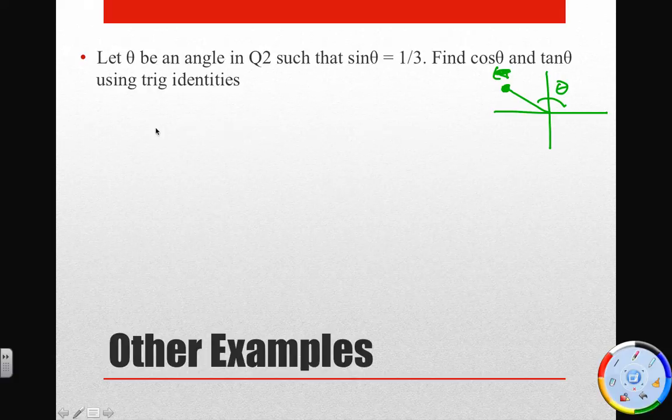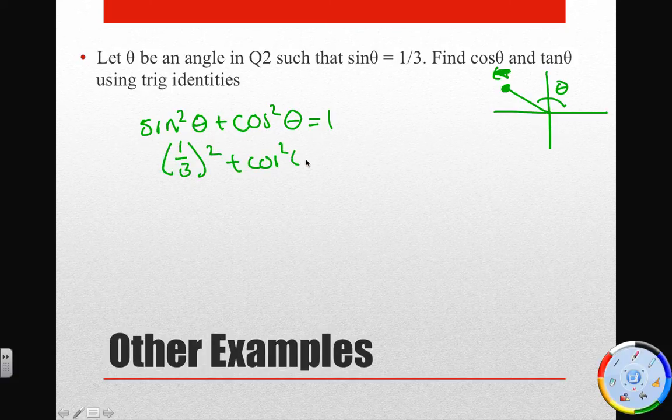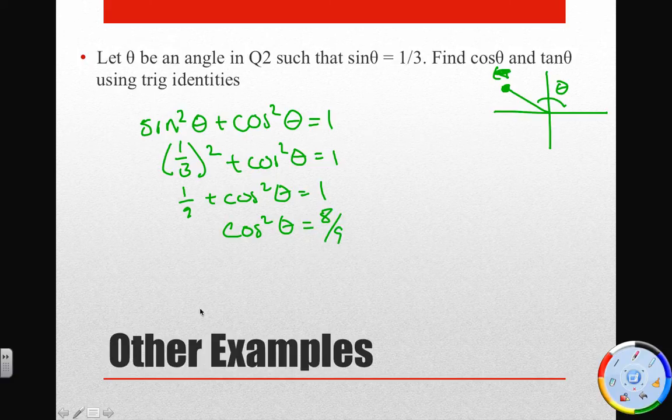But using the trig identities, I know that I have sine squared theta plus cosine squared theta equals 1. And the reason I'm going to do this one is because I can compare sine to cosine, and I can substitute what I know. Well, sine squared is going to be 1/3 squared plus cosine squared equals 1. This becomes 1/9. If I subtract 1/9, I get 9/9 minus 1/9 is 8/9. And I have the square root.